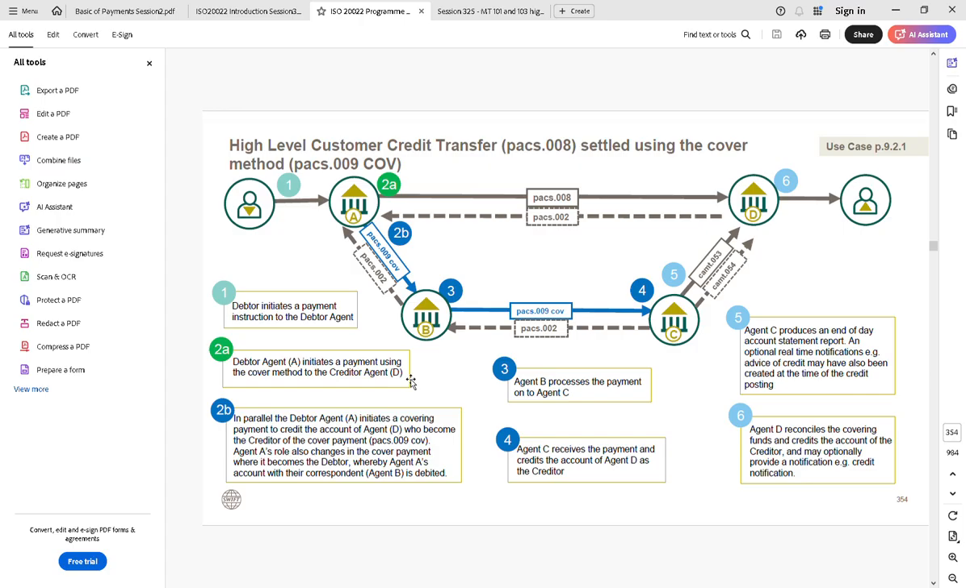So for 103, 101 is initiating. Same here. And 202 contains the actual payment. Yeah, MT103 is announcement only.